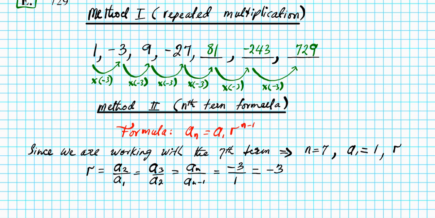So we have the three components we need to generate the seventh term, which is a7. Using the formula, a7 is equal to a1, positive 1, times -3, raised to the n minus 1, 7 minus 1. So that yields -3 raised to the 6th power. You can plug this into your calculator. You end up with 729. Okay, so this is another way of solving the problem.